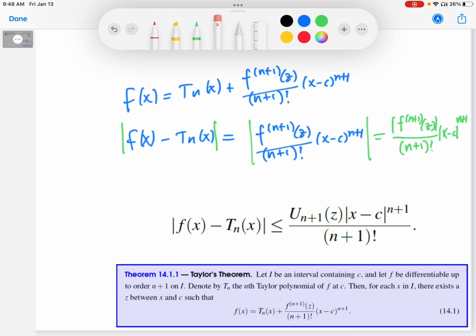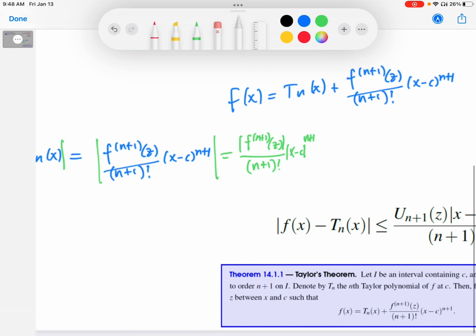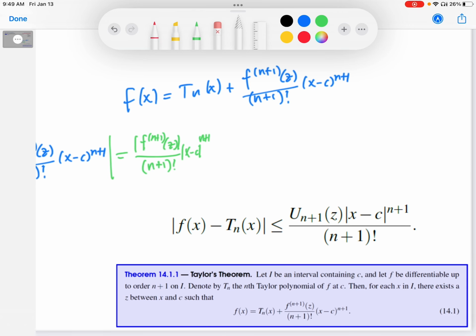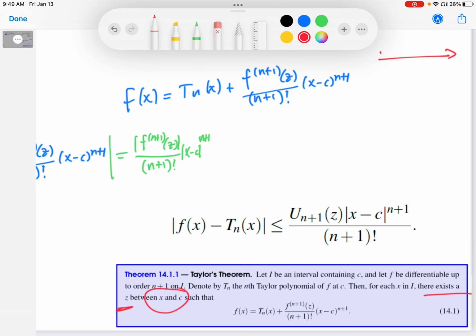What do I mean by bound the error? Let me just move this over a little bit so we can work on it. Move it over here. We don't know anything about z. All we know is that there exists a z, and it's between x and c. Remember the picture I drew? Here is c. There was an interval I, and then x was inside this interval, and then z was somewhere between x and c. That's kind of all we know about z.